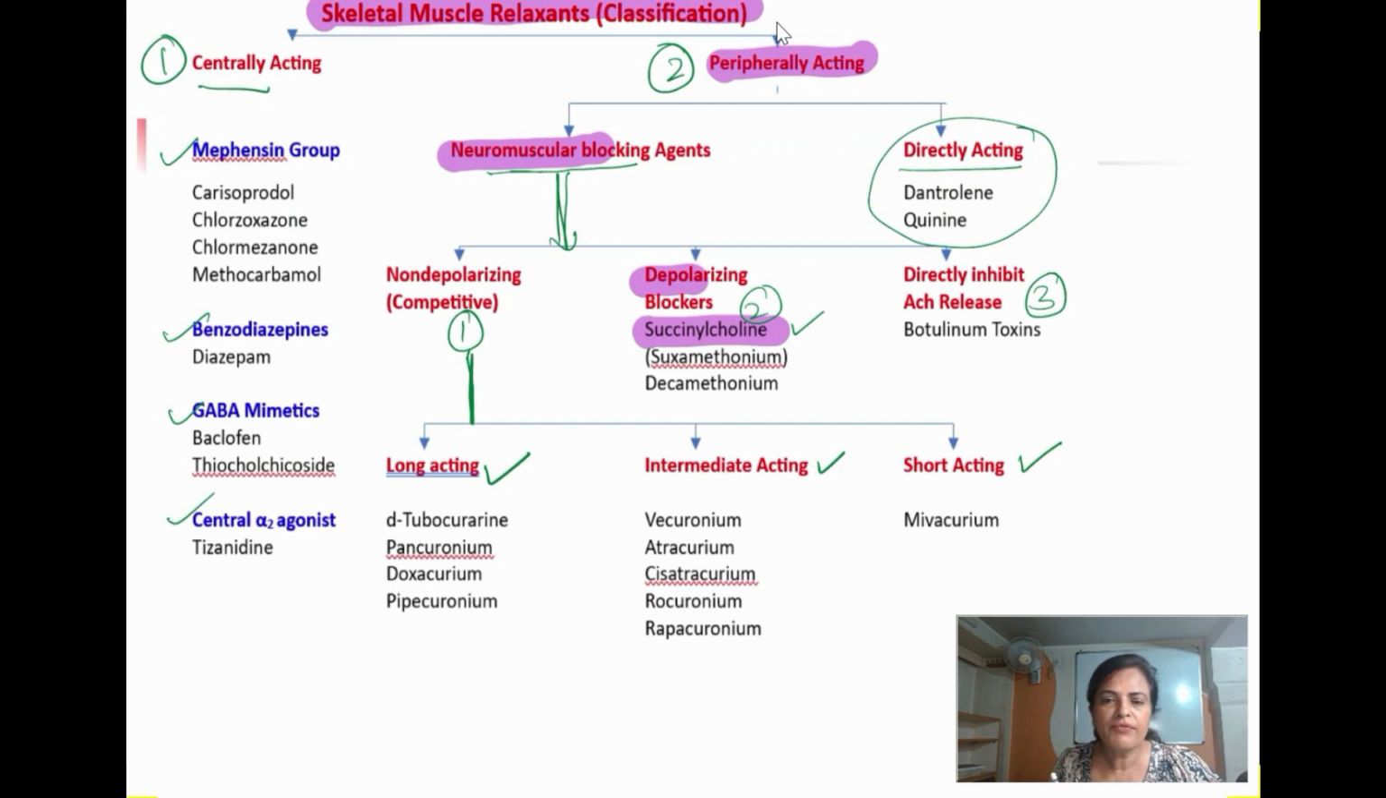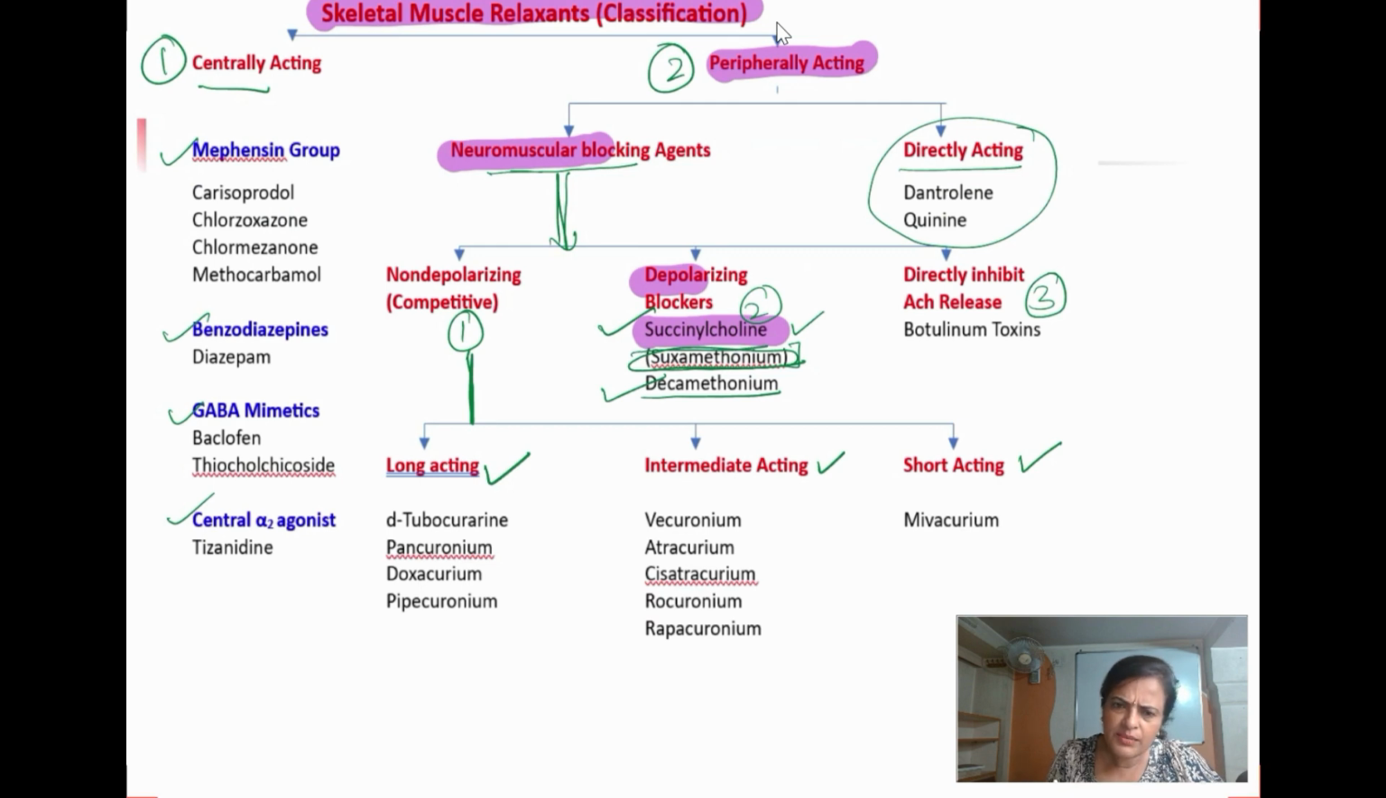Now there are two depolarizing blockers. One is succinylcholine and the other is decamethonium. Succinylcholine is also called suxamethonium, but more popularly it is called succinylcholine. It sounds very much like acetylcholine. Just like acetylcholine, it depolarizes. Succinylcholine also depolarizes the neuromuscular junction.